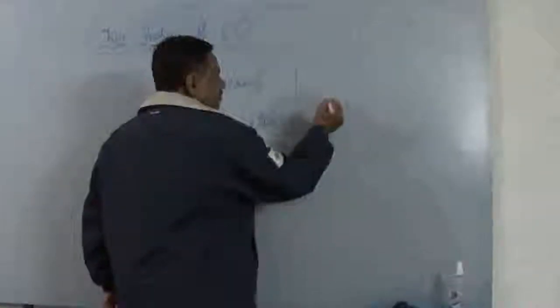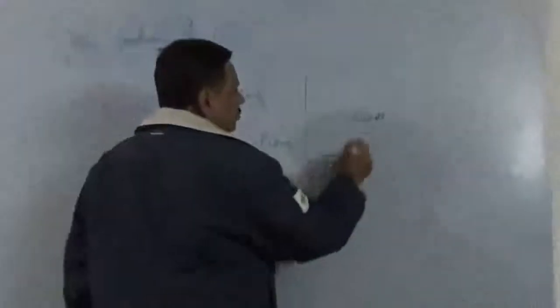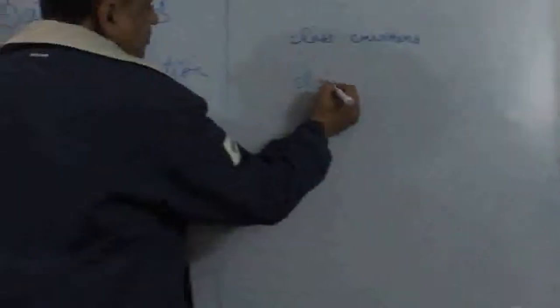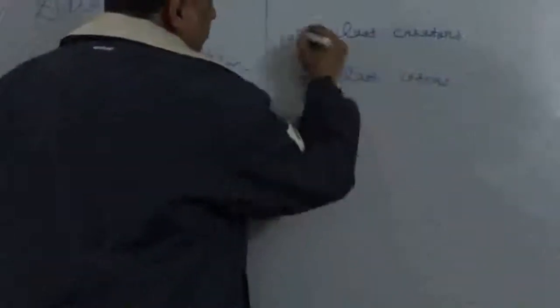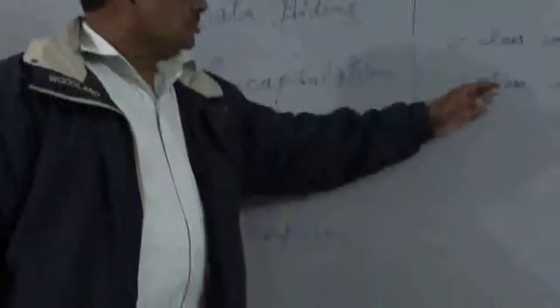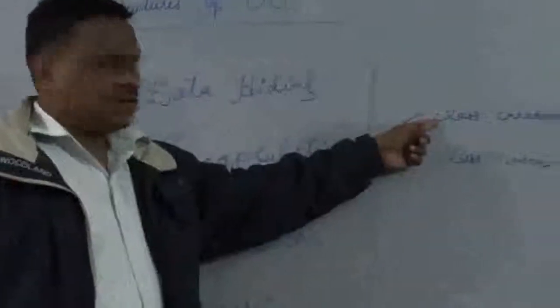For example, first I am going to tell you, in object-oriented programming, at any point of time there can be two types of developers: class creators and class users. Class creators are the programmers who have developed a particular class, and class users are the programmers who are using the classes developed by the class creators.